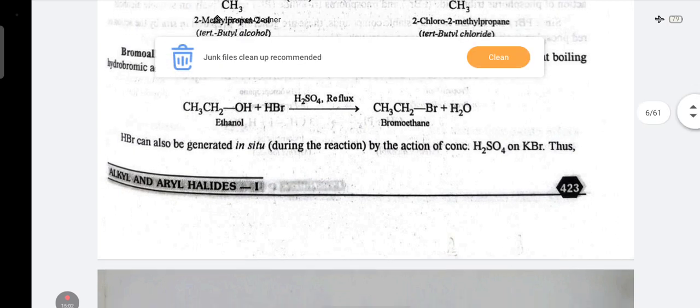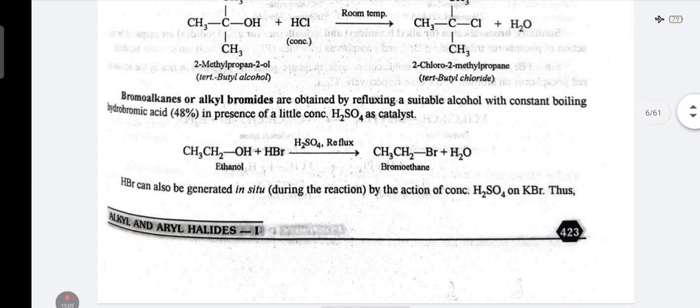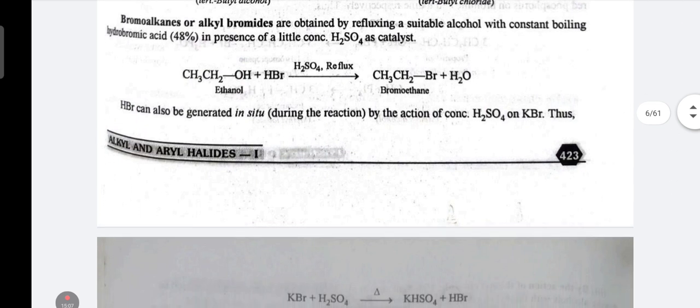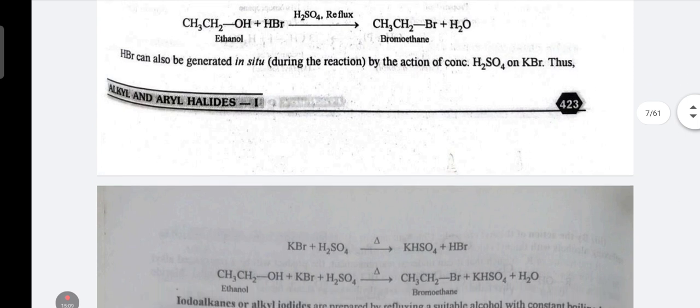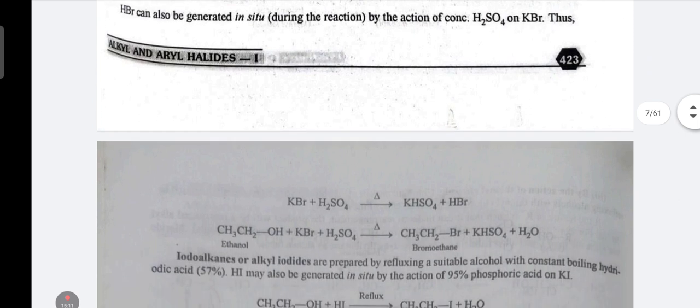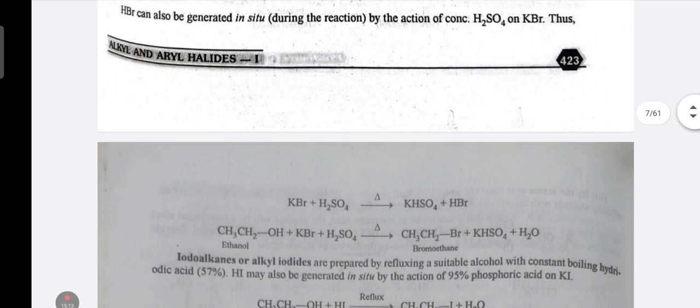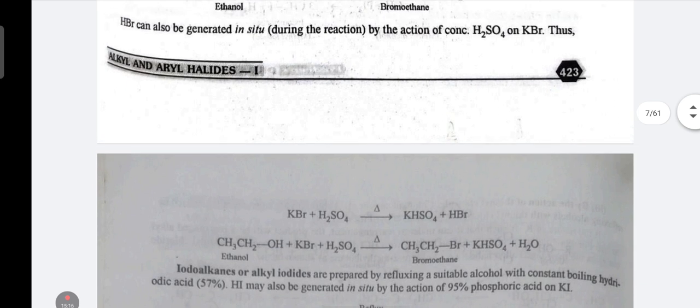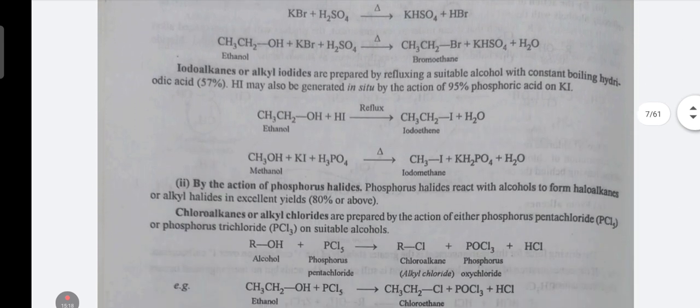Bromoalkane or alkyl bromide is obtained by refluxing a suitable alcohol with the constant boiling hydrobromic acid, 48%, in the presence of a little concentrated H2SO4 as catalyst. HBr can also be generated in situ during the reaction by the action of concentrated H2SO4 on KBr.